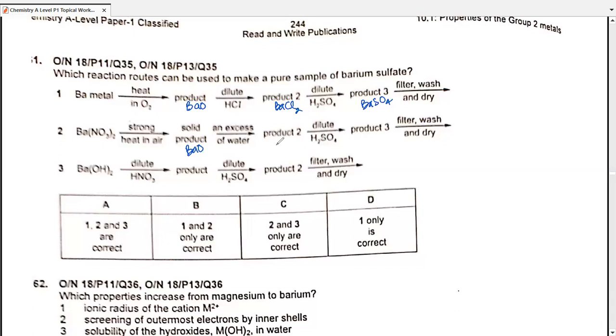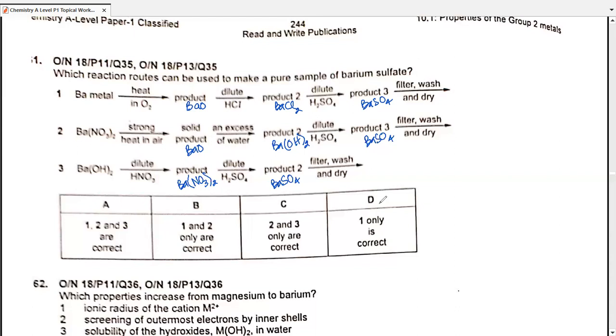Here's where you were wrong about it. It's going to give you barium hydroxide upon excess of water, and then finally barium sulfate as a precipitate, to filter, wash and dry. Now, the next one is going to give you barium nitrate, but upon reaction with sulfuric acid it is going to give you barium sulfate, and then filter, wash and dry. Remember, this dilute H2SO4 reaction, in the case of the last reaction, is a displacement reaction. Barium is going to displace hydrogen, being more reactive.